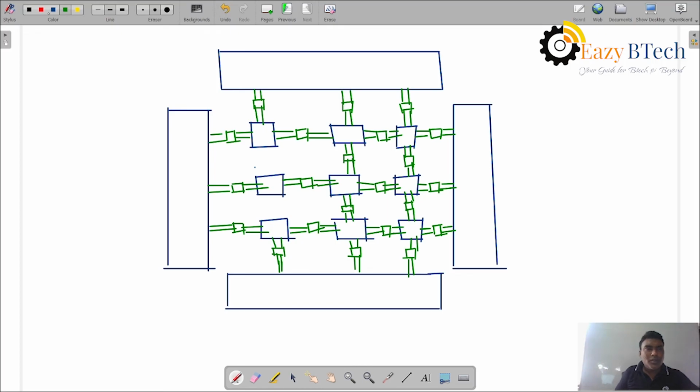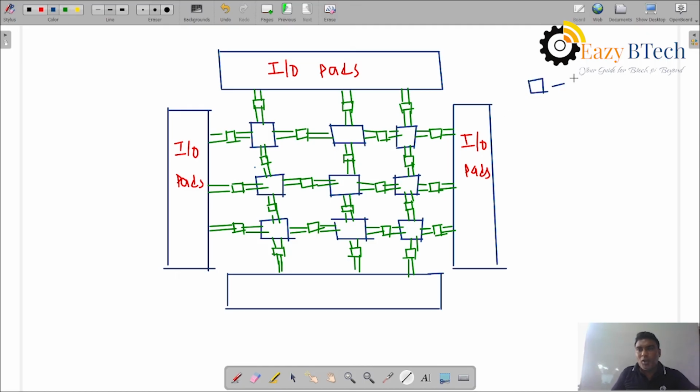Okay, so these are the IO pads, input output pads. We can dump into these IO pads. And there are programmable interconnections from one logic block to another logic block.